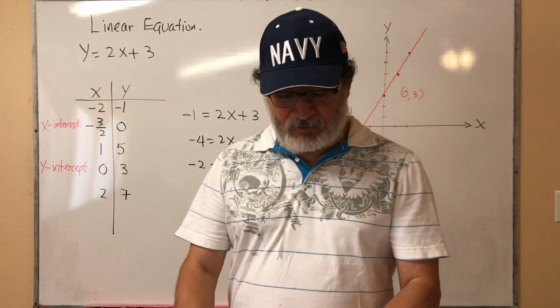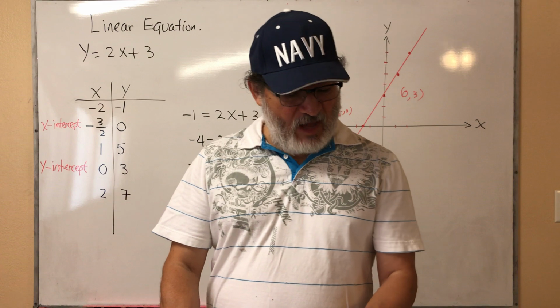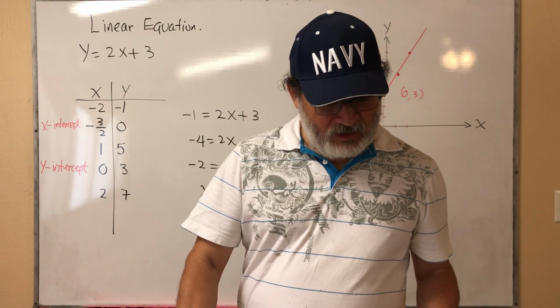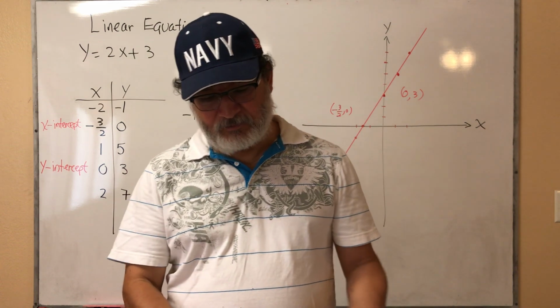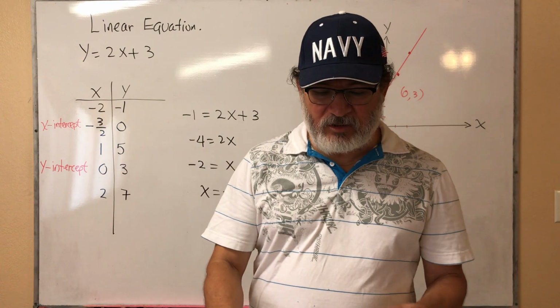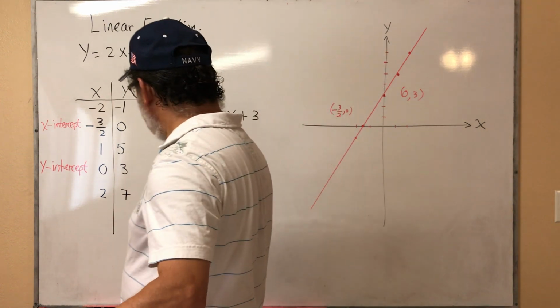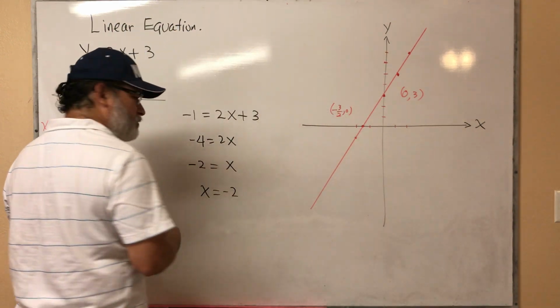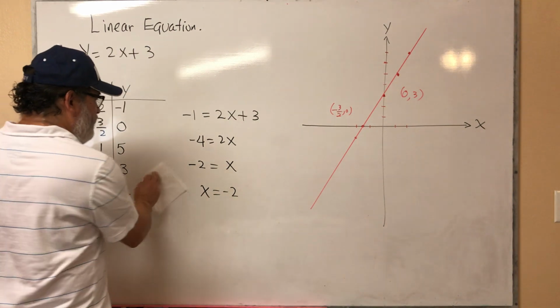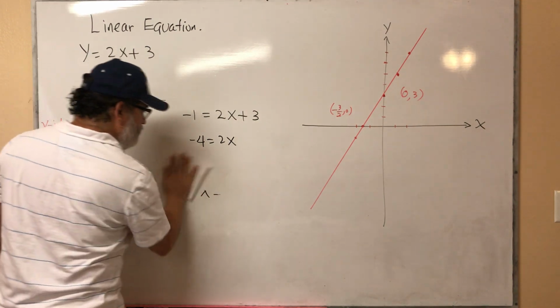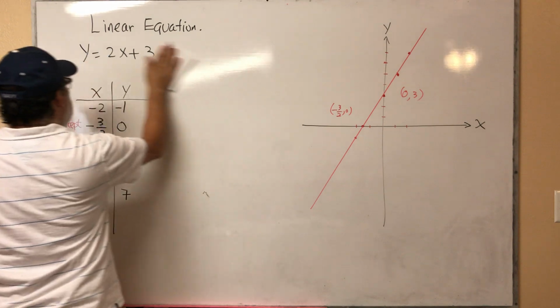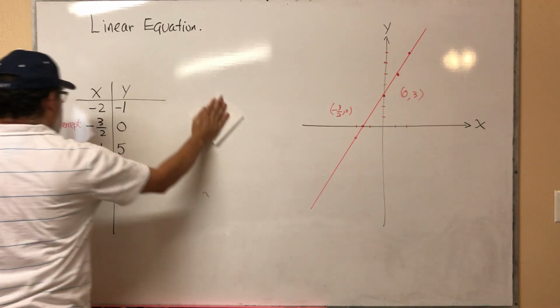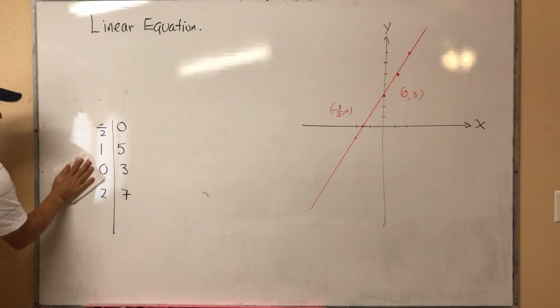Let's do another one. Let's graph another one. Graphing linear equations. Gotta get rid of this. Okay? Gotta get rid of it. Have no choice. So another linear equation. We're gonna have to make another.